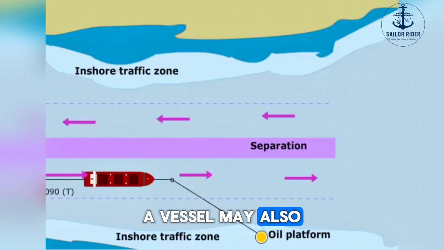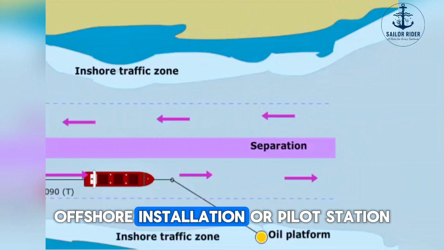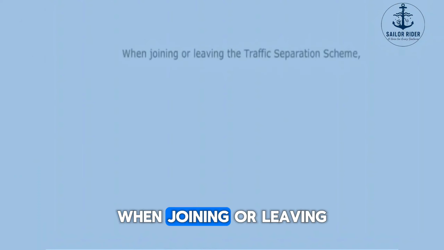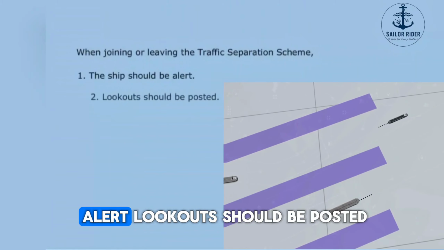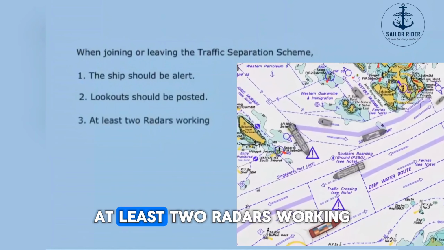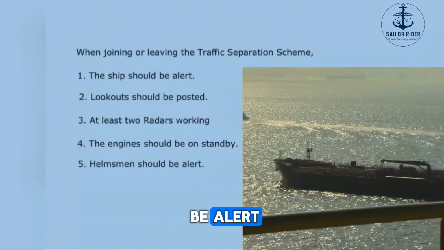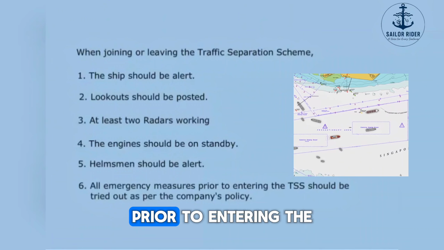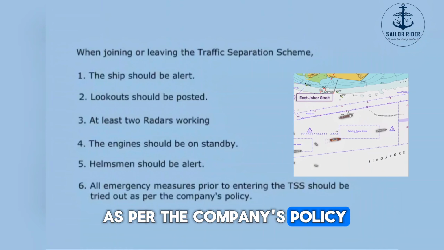A vessel may also use the inshore traffic zone in cases when approaching port, offshore installation, or pilot station, when joining or leaving the traffic separation scheme. The ship should be alert. Lookouts should be posted, at least 2 radars working, the engines should be on standby, and the helmsman should be alert. All emergency measures prior to entering the traffic separation scheme should be tried out as per the company's policy.